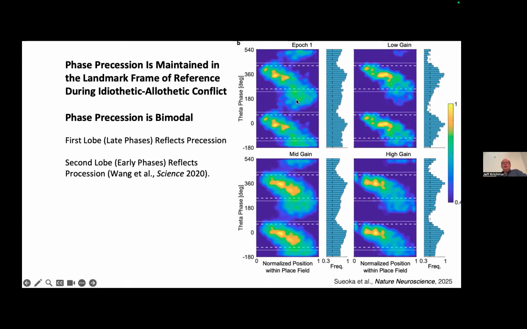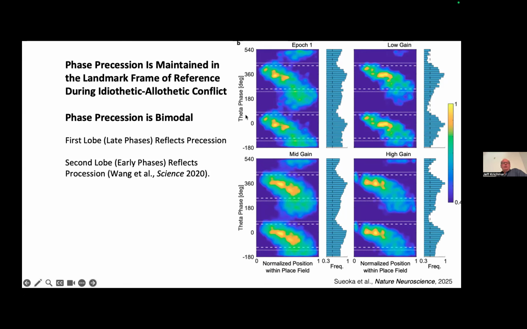You don't see it really here in this diagram, but in their paper they show very clearly that what's happening here is that the phases are advancing at each cycle of theta. So this is like a replay of what's going on, a prediction of where the animal is going to be. This is actually a recapitulation of a backwards shift of the animal's representation. So these two lobes show two different effects. One is phase precession, this is procession.